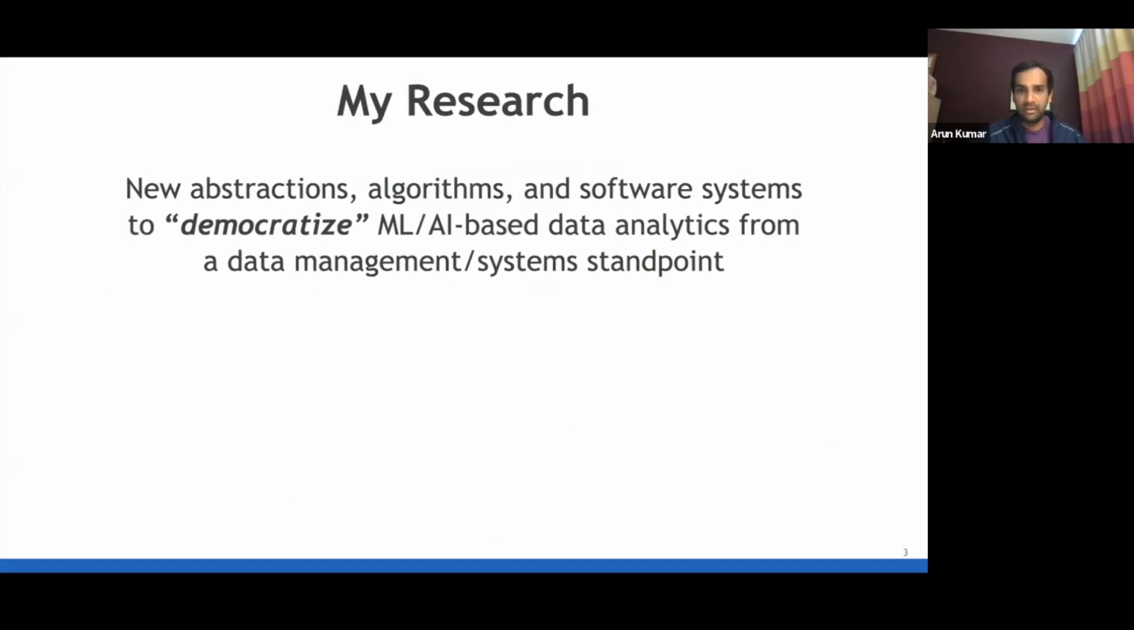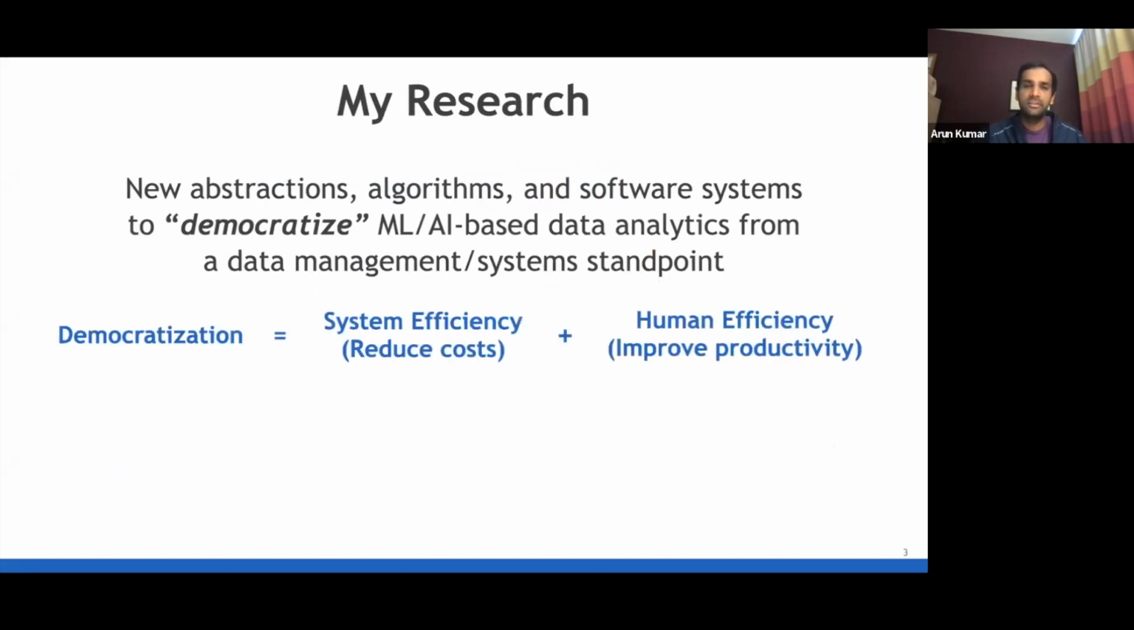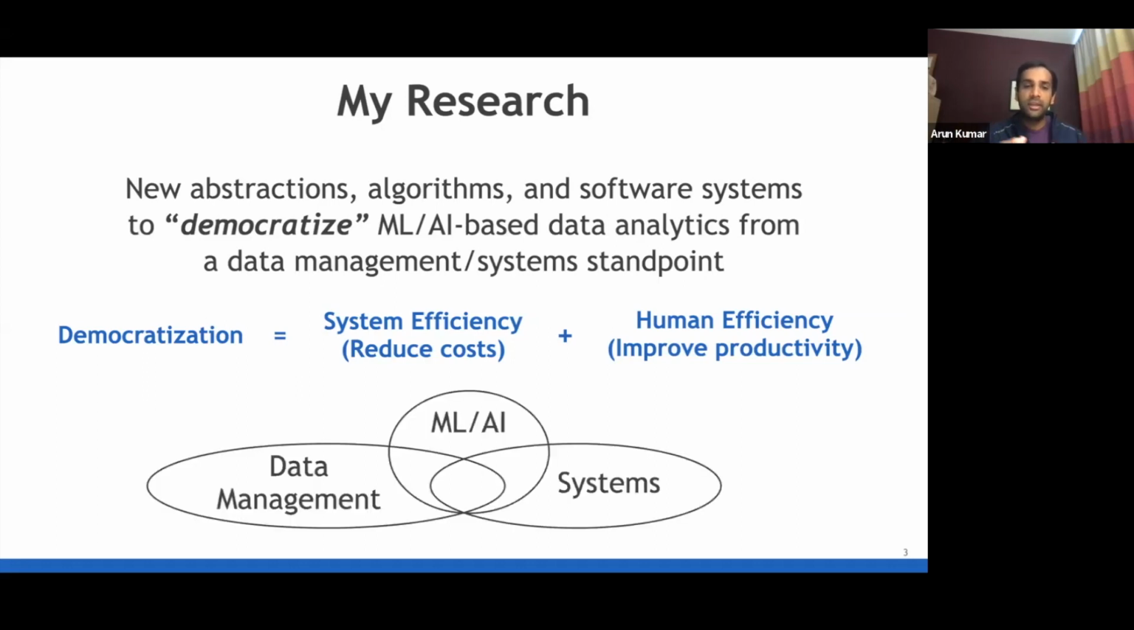management and systems standpoint. And by democratization, I mean precisely the following: improving the system efficiency, so reducing runtimes, reducing costs of the tools involved, but also improving the human efficiency, improving the productivity of the people involved in the loop, the data scientists, the ML engineers, and so on. This really brings together these worlds of data management and ML and AI, but also straddling the whole system stack.